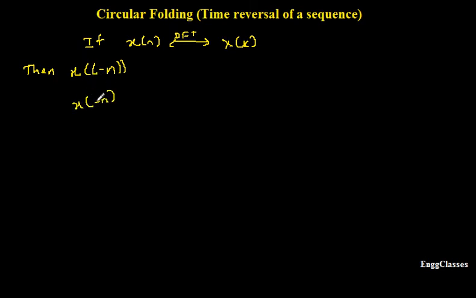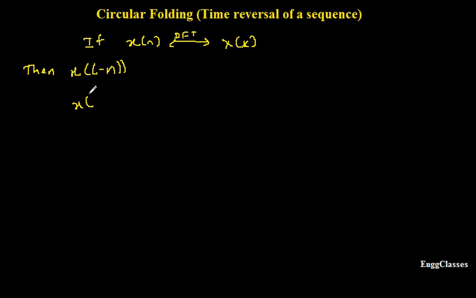If x of n leads to X of k by taking DFT, then x of minus n indicates the sequence is circularly folded. It is not just the time shift, rather it is circular time shift. Is that fine? If I just indicate x of minus n, this is the time shift, and x of minus n with the two parentheses indicates it is circular time shift.